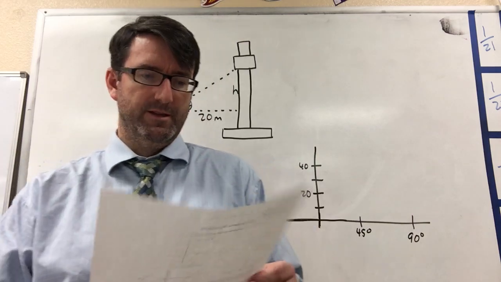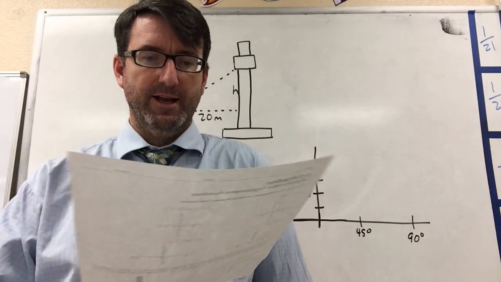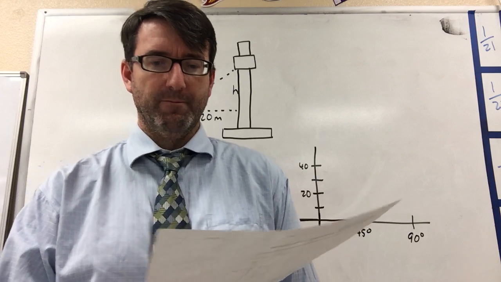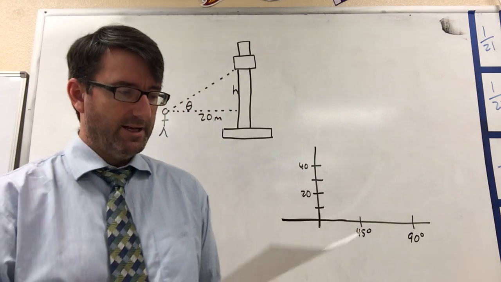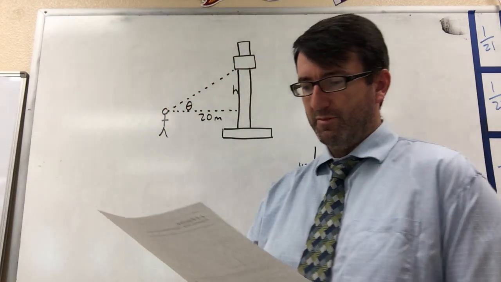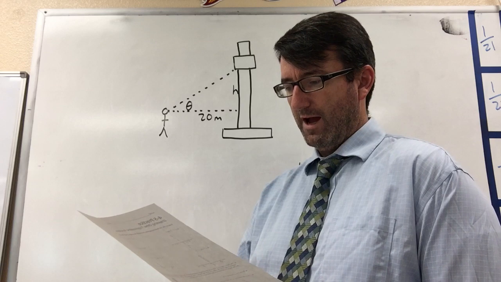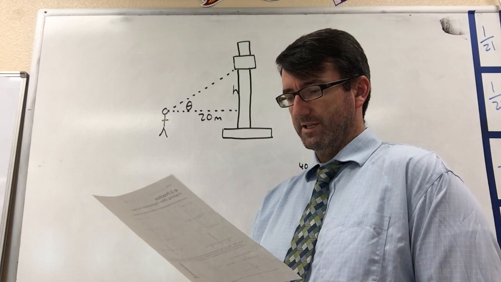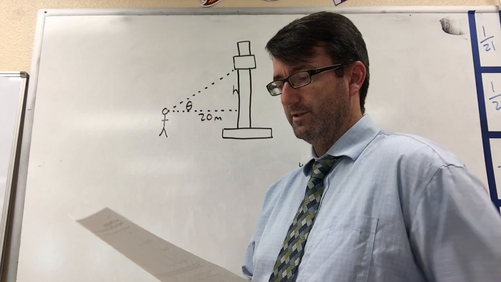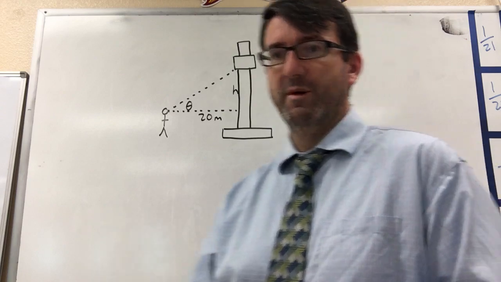Number 5, the space shot is a ride at an amusement park that propels passengers straight into the air. A spectator is standing 20 meters away from the ride. Let h be the height of the passengers on the ride from their original starting position, and theta be the angle of elevation to the passengers from the spectator.